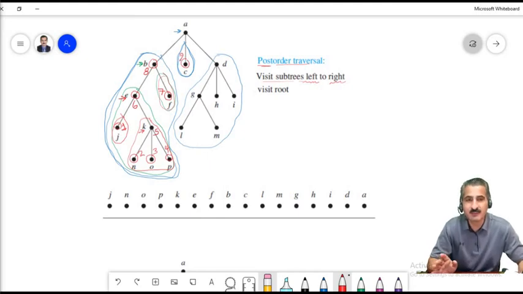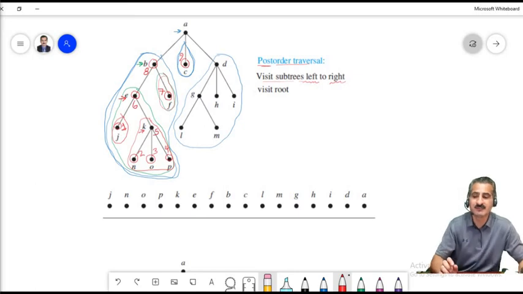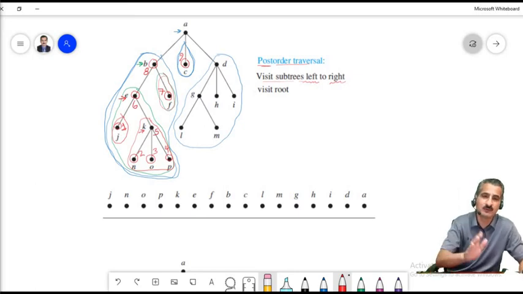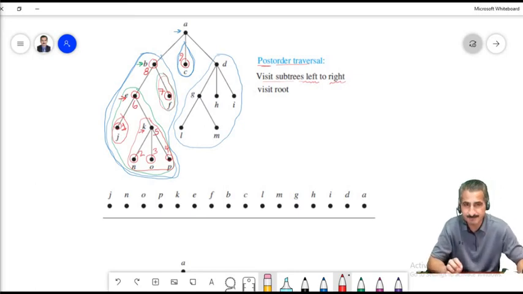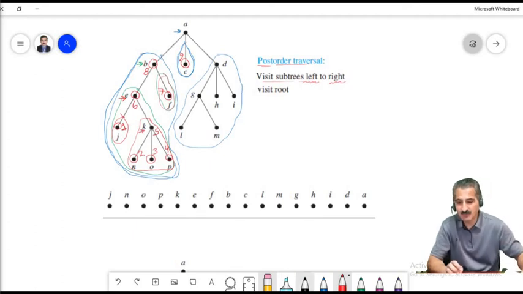I'll go back to A, but I will not take A because I will move one more movement to the right subtree. So I will work with this subtree now here. It has the root D, but I will not take D. I will go to its left subtree. It is in here.